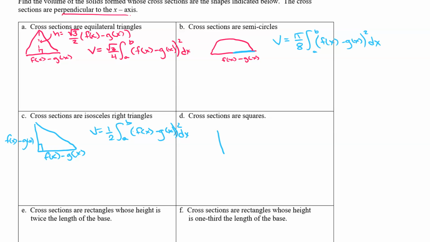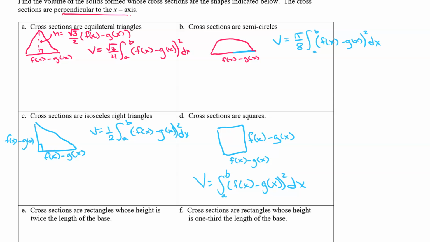And then lastly, well, not lastly, second to lastly, our sides, which are congruent for squares, were both the difference between the curves. So for this one, the volume is equal to our side squared, f of x minus g of x, with all of those individual areas of the cross sections being added together. So that's what the integral is telling us.